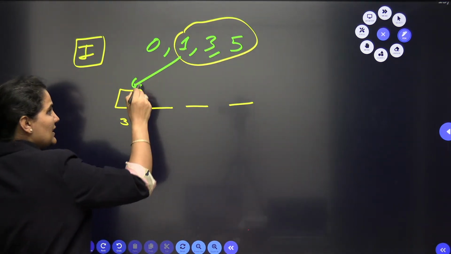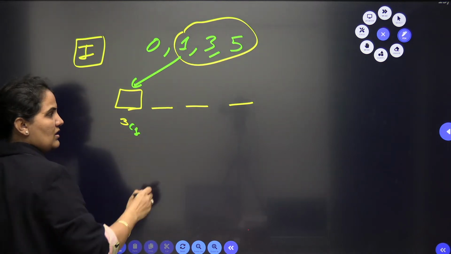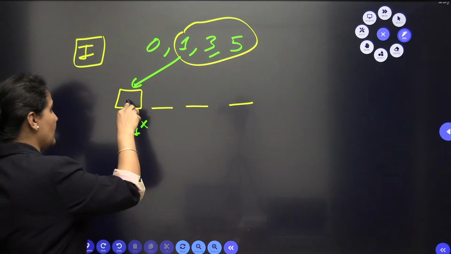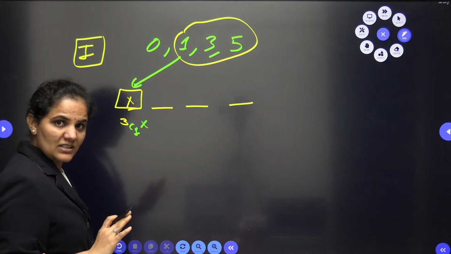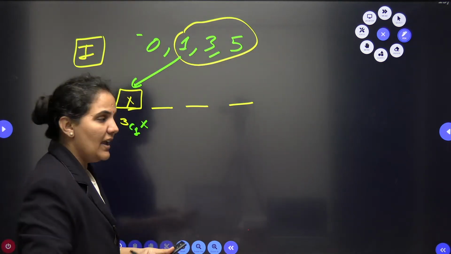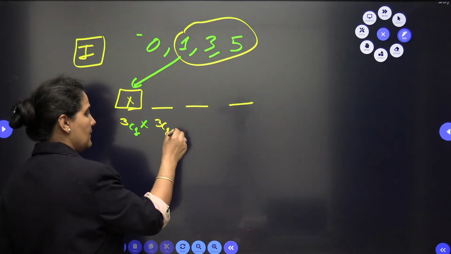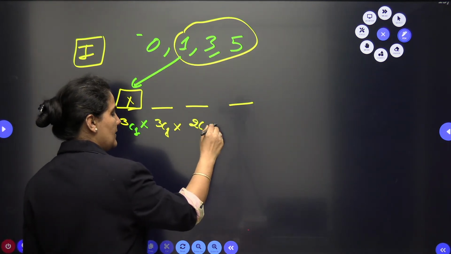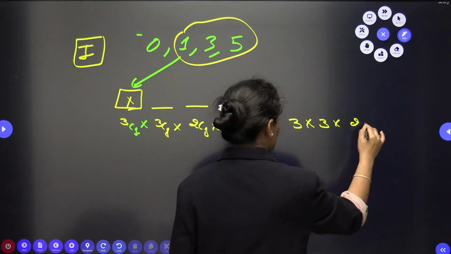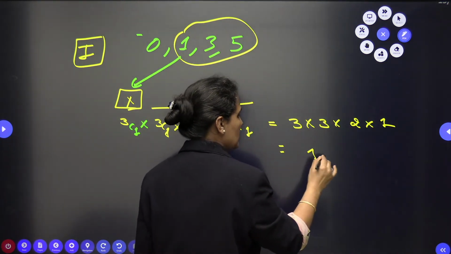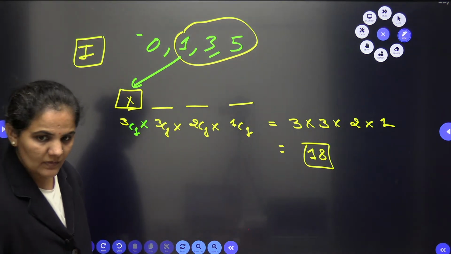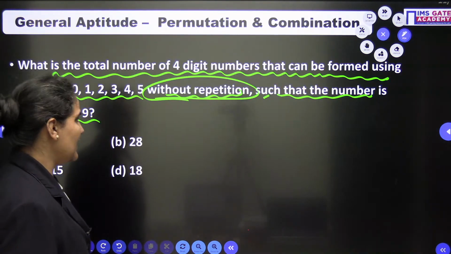So here among these 3 numbers, any one is possible. So 3C1. And now repetition is not allowed, so whatever number you take here, we leave that one. Now among the available 3 numbers including 0, any one is possible. So this is 3C1. The remaining 2, 2C1. The remaining 1, 1C1. So when you multiply 3 into 3 into 2 into 1, this is 18. So in the first case we are having the result as 18.